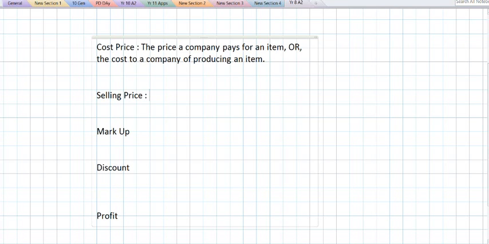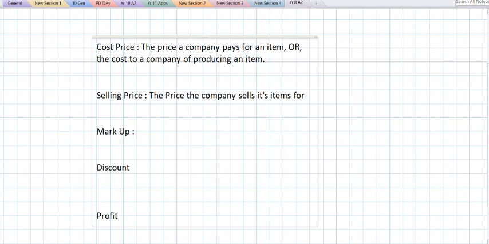Who wants to take a guess what selling price is? Yeah, the price the company sells for. You can write it in your own words. This isn't like a law in science where there is set wording. You just have to be able to understand the meaning of it.